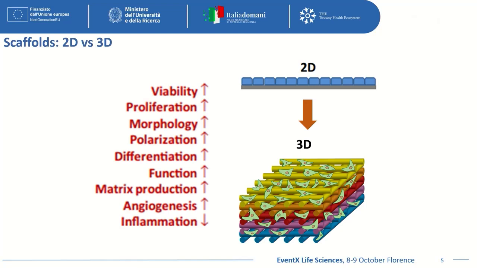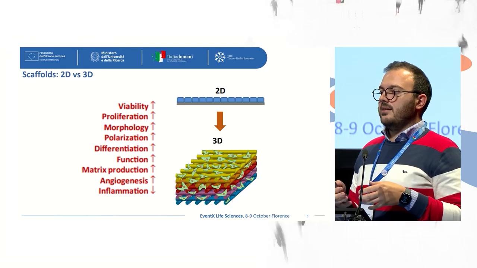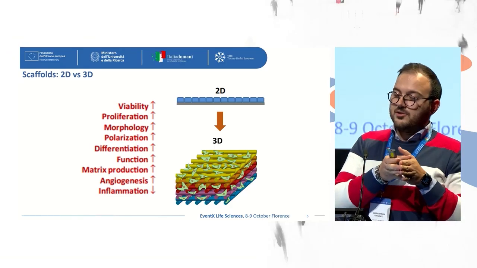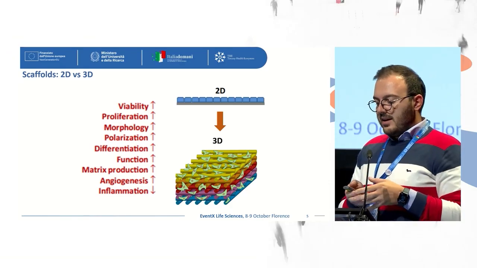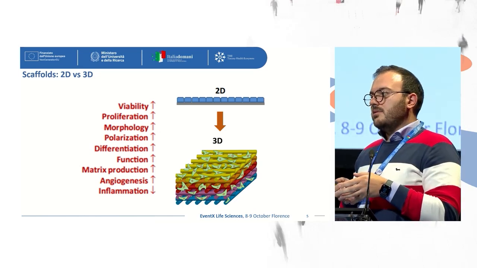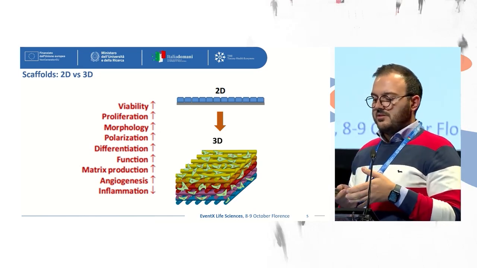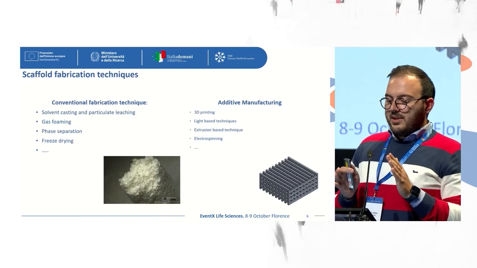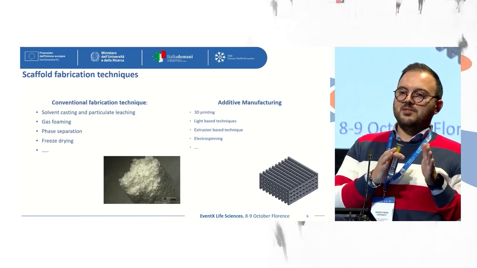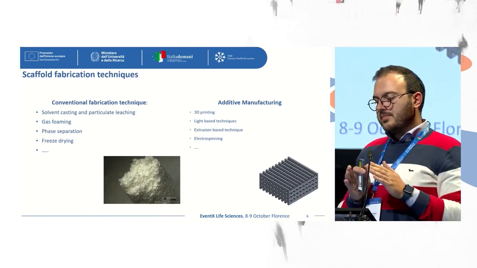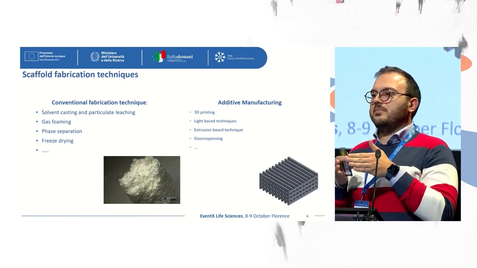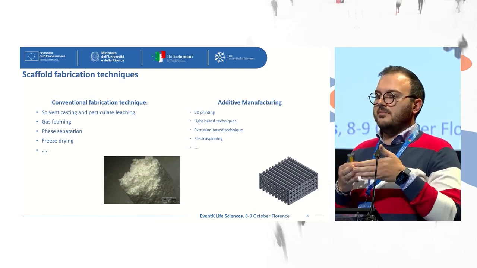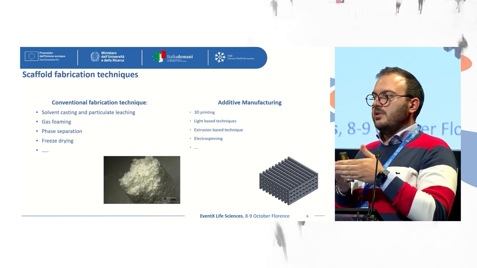The most important thing is that a scaffold should be three-dimensional, because cells are used to living in a three-dimensional environment. So the stimuli they receive should be those of a three-dimensional space. There are different techniques that can be used to create a three-dimensional structure. Today we will not focus on conventional fabrication techniques, I will not talk about them, but if we want to talk about bioprinting, we should first talk about additive manufacturing in order to understand what bioprinting is.